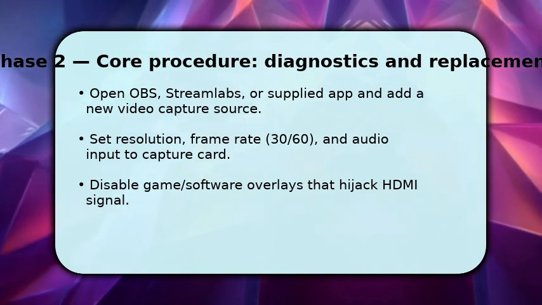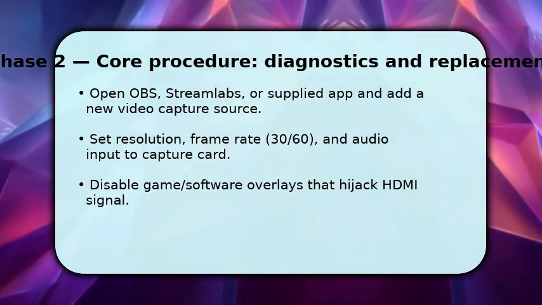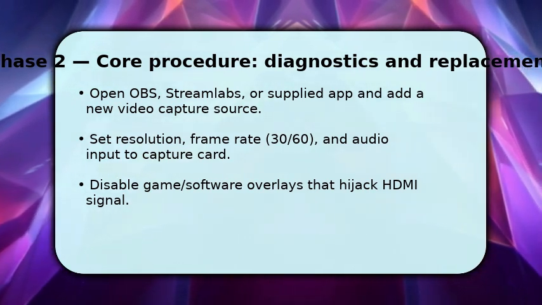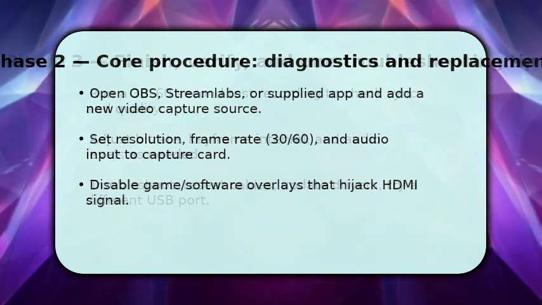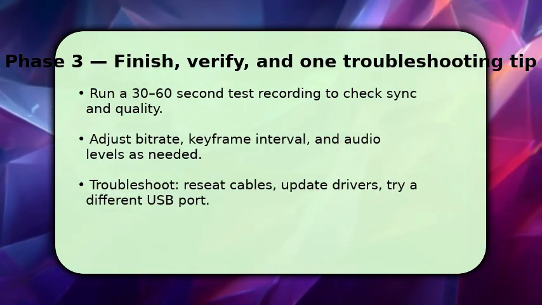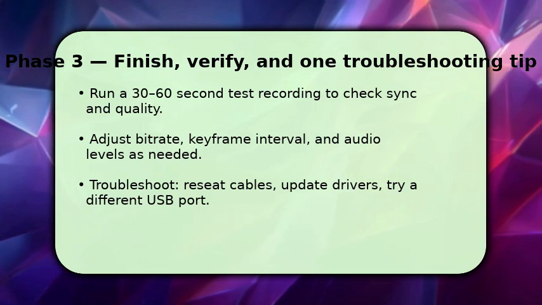Make sure color space and buffering options match your source, and disable any overlays on the source device that can block the HDMI signal. This ensures clean sync. You should run a short test recording and watch for audio lag or dropped frames. This confirms that settings are correct before a full session.